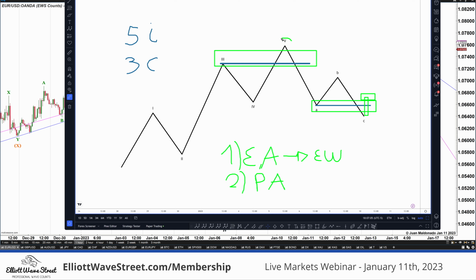So it could be these rejections, right? That's going to be our main entry. We can add other things if we like, other techniques to validate the end of the waves, but everything around this concept. And the third part of the process is managing the business.